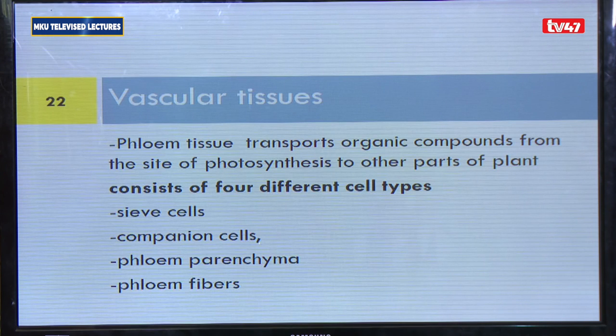Now, we tend to find the phloem is made up of different types of cells. We have got the sieve cells. We have the sieve tube members. And then we have the companion cells, which happen to be parenchyma cells, and also other types of parenchyma cells that support the cells that make up the phloem, and also the phloem fibers. So given that it is made up of different types of cells, the phloem therefore also, as a vascular tissue, qualifies to be complex tissue.